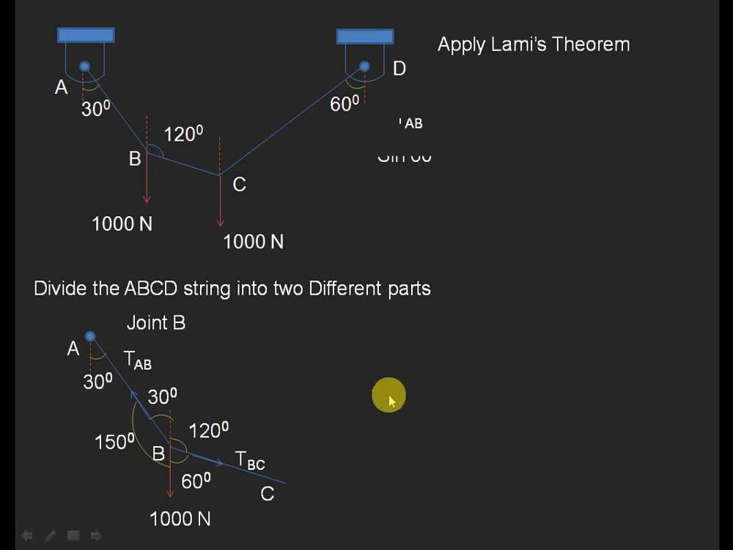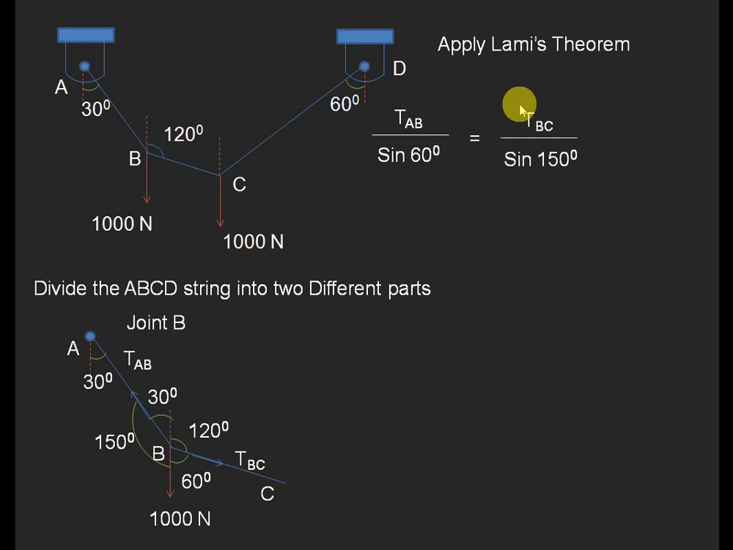So how to apply it: T by sine 60 degrees. TAB, the tension in AB, is divided by the sine of the angle between the two other forces, that is, the tension in BC and the 1000 newton load acting downward. So for that we get TAB by sine 60 degrees.